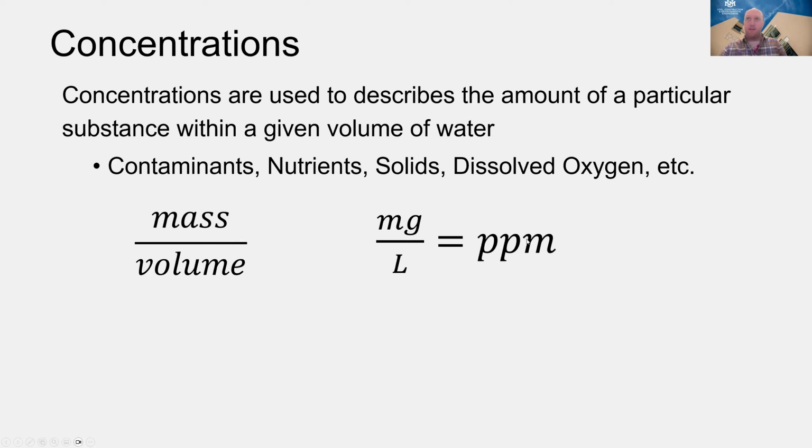So just know if you see something in a question or at your own plant that's parts per million, you can just cross out parts per million and write milligrams per liter because it's the exact same thing. And then also 10,000 milligrams per liter is equal to 1%.